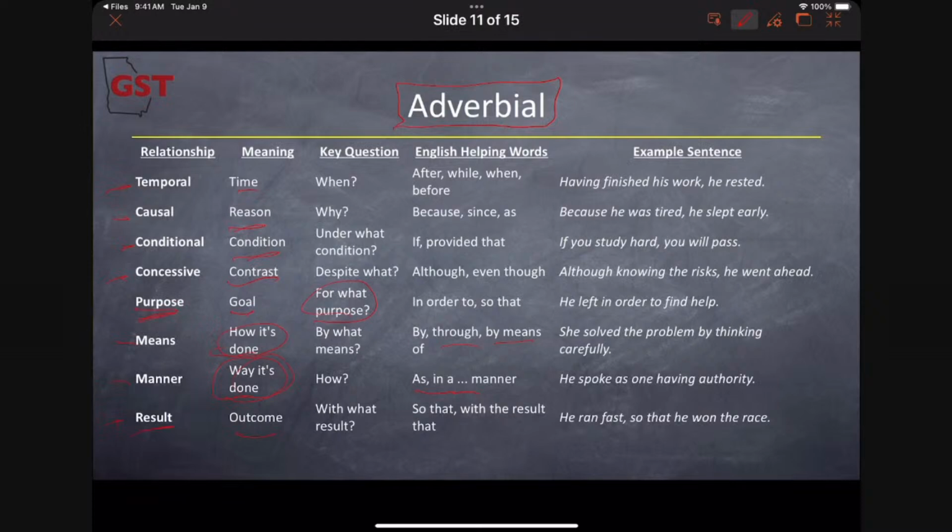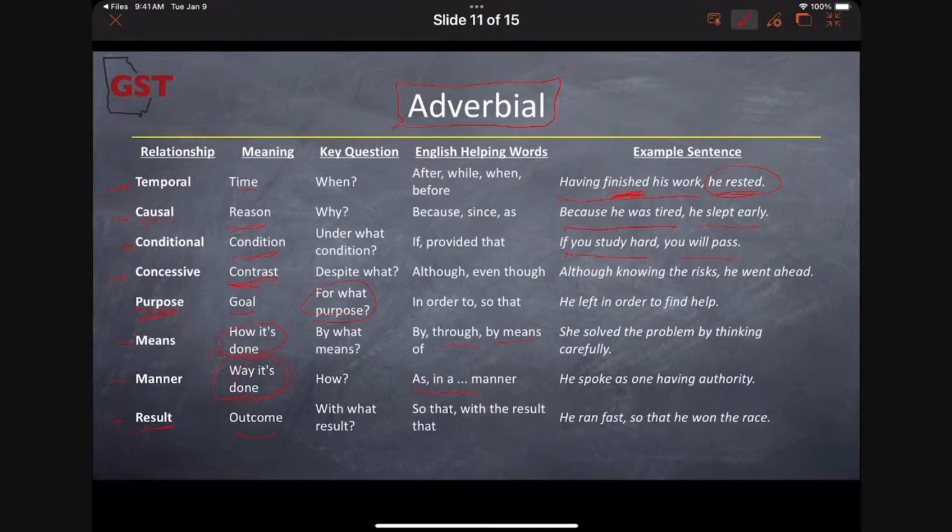Purpose and result do have a lot of overlap. So if it's temporal, we typically say, well, having finished his work, he rested. Rested is the main verb. So having finished, there's our participle. Having finished his work, he rested. So it occurs at the same time. And because he was tired, he slept. There's causal. Conditional: if you study hard, you will pass.